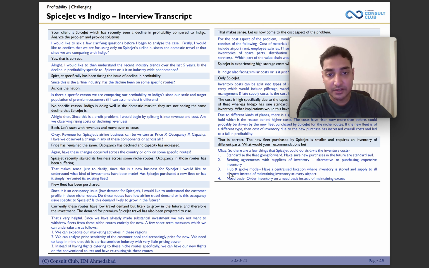Alternative to purchasing expensive inventory. Hub and spoke model: have a centralized location where inventory is stored and supplied to all the airports, instead of maintaining inventory at every airport. Need basis: order inventory on a need basis instead of maintaining excess.